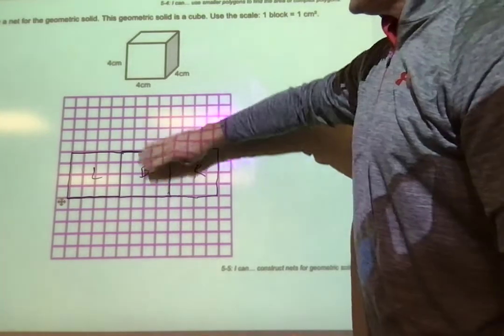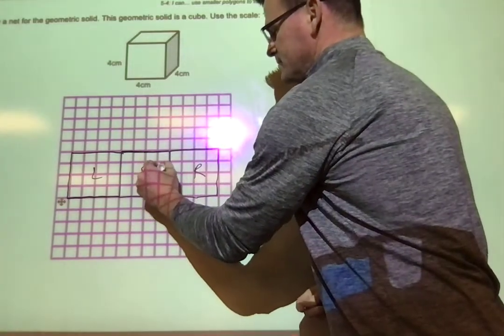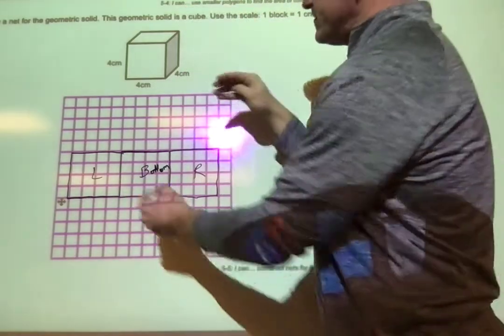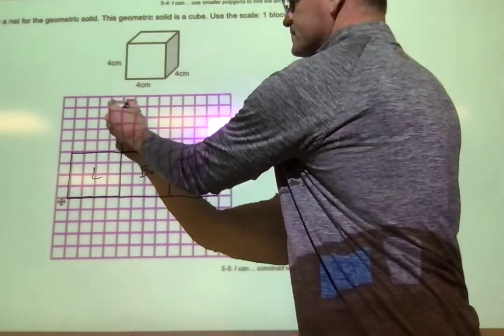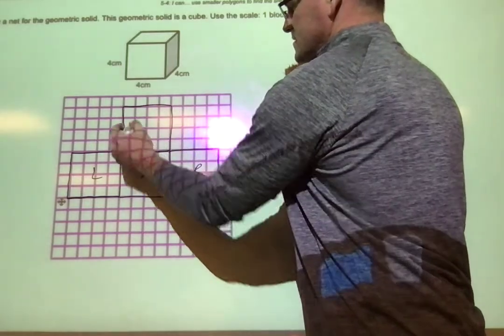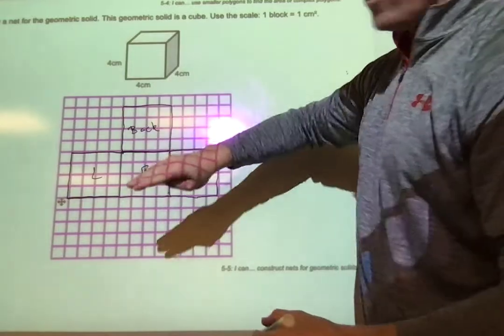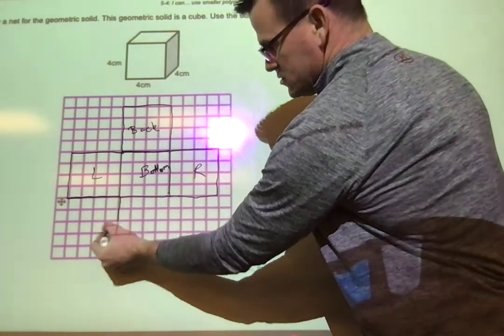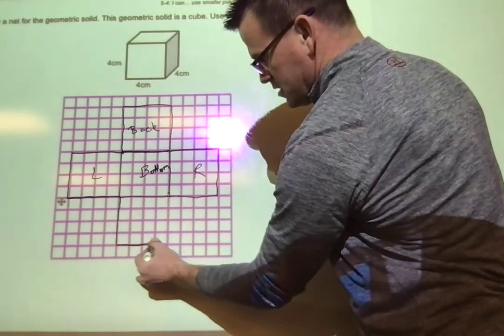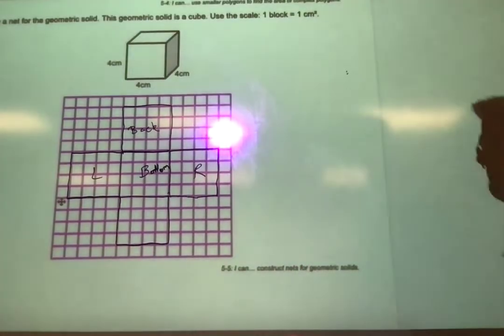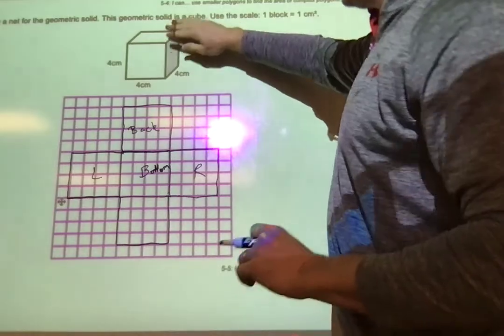Okay, so now I'm going to take the back. This is the bottom. And I'm going to make the back, the part I can't see, I'm going to fold down. There's my back. And I'm going to put the front on here. I'm going to fold it down. 1, 2, 3, 4. So I get them all 4 by 4. Right now I only have 5 faces. What I don't have is this top.